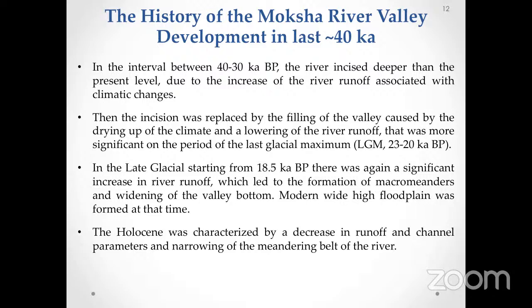That was most significant in the period of the last glacial maximum, between 23 and 20,000 years BP. In the late glacial, starting from 18,500 years BP, there was again a significant increase in river runoff, which led to the formation of macromeanders and widening of the valley bottom. The modern wide floodplain was formed at this time, and the Holocene was characterized by a decrease in runoff and channel parameters and narrowing of the meandering belt of the river.